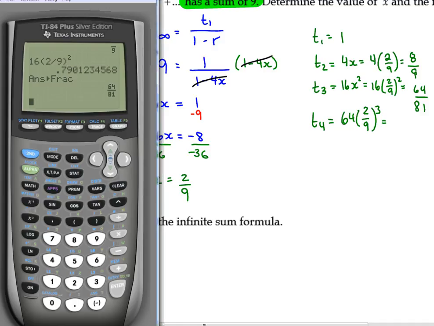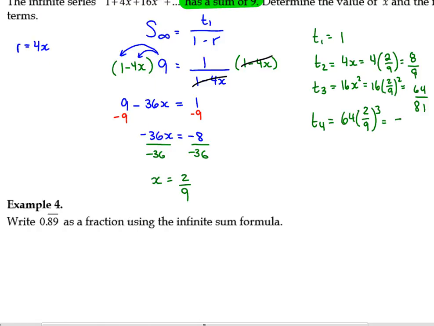So it's going to be large. 64 times 8 and 81 times 9. We should have 512 over 729. There's the first four terms.